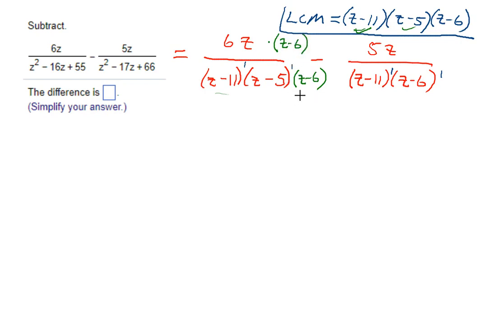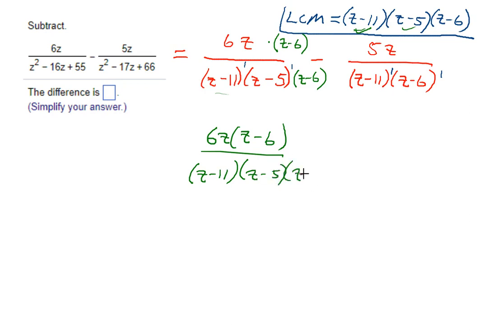It has to be multiplication, and you have to do the same thing to the top and the bottom when you multiply. So what that's going to give me on top is 6z times (z minus 6). On the bottom, I'll have the common denominator, the thing I wanted: z minus 11, z minus 5, and z minus 6. So I have the common denominator for this first fraction.